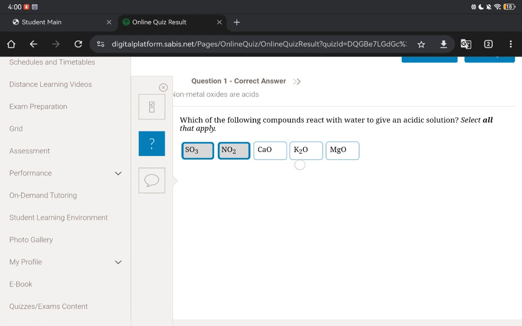This is a metal, this is a metal, this is a metal. They can't give you something acidic when they react with water. So these two, plus because they're non-metal oxides, they're acidic. There's two ways of looking at this. The metal oxides are basic or the non-metal oxides are acidic.